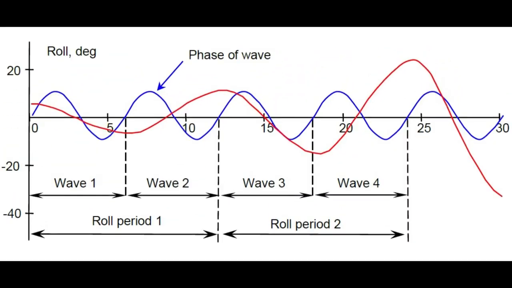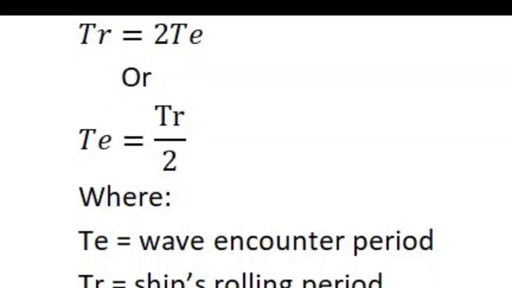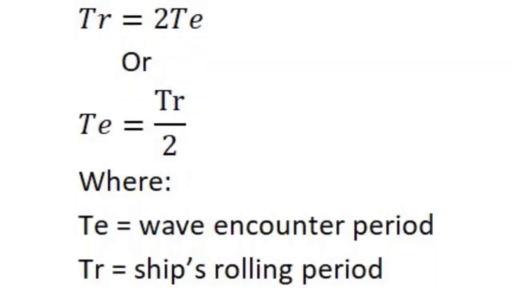It is important to note that there was one half of the roll cycle associated with the passing of an entire wave. So there are two waves that pass during each roll period. That means the rolling period is twice the wave encounter period.